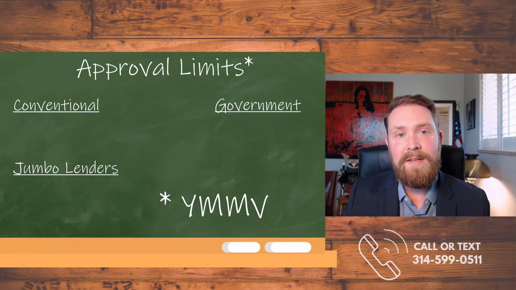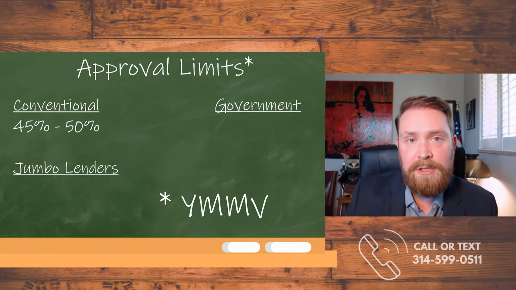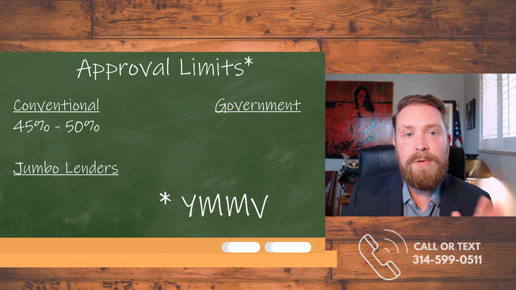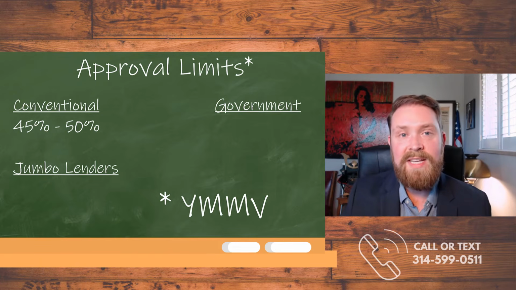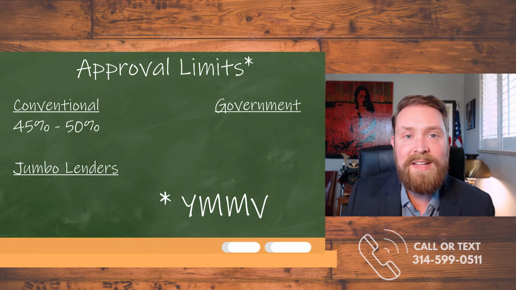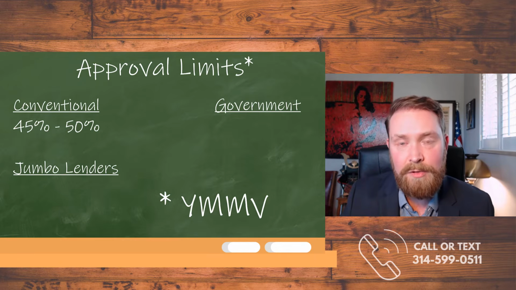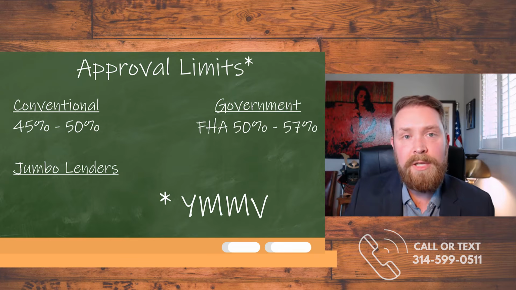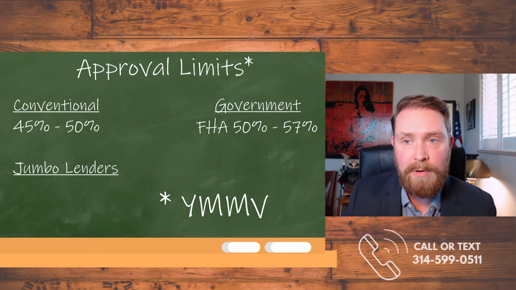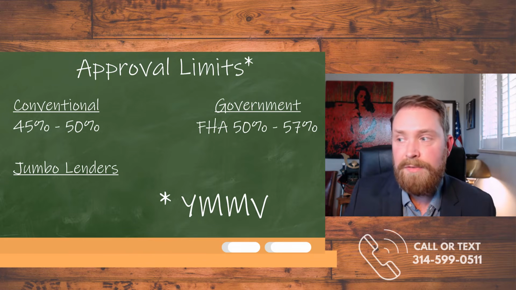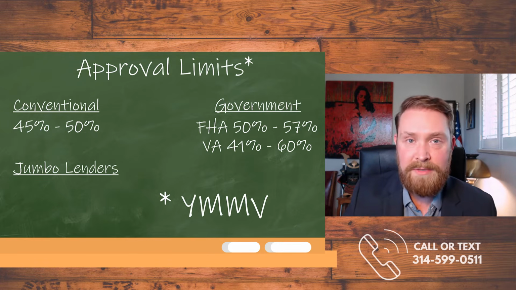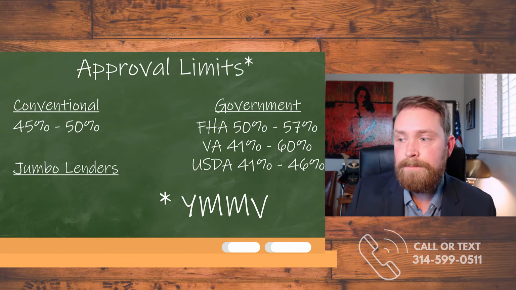And I'm separating them out into the different agencies that are involved. So on conventional loans, in general, where you start to run into trouble is at 45%. If your DTI is over 45%, you stand a strong chance of being denied. But in some cases, I have seen approvals go all the way up to 50%. On government loans, it's going to vary on the specific type of government program. So for instance, FHA, fairly routinely, I will see debt-to-income ratios of 50% approved, and in some cases all the way up to 57%. VA has a very wide range, from 41% to 60%. And USDA, this is a rural housing program, narrower range, 41 to 46%.